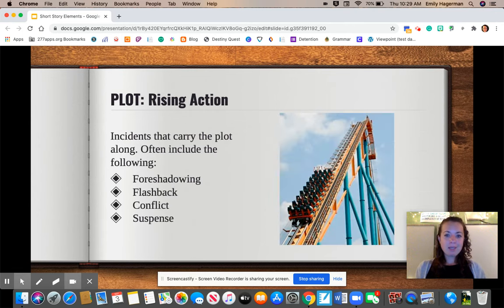After that, we're going up the pyramid, or I like to picture it as a roller coaster here, because you're getting to the top. It's going to be so exciting. So it's just that building excitement, learning new things are happening, rising action. It's a series of things happening, carrying the plot along. And it usually includes these 4 items: foreshadowing, flashback, conflict, suspense.